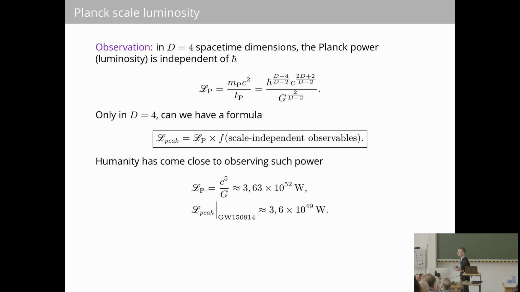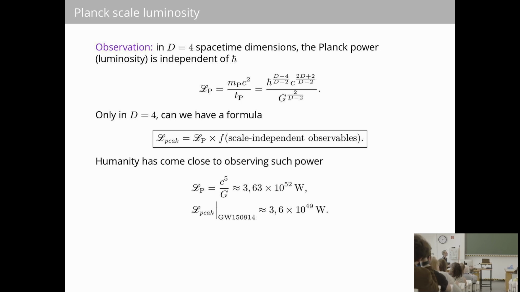So what is luminosity? Luminosity is power, so energy per time. We believe in quantum gravity that the relevant scale for quantum gravity effects is the Planck scale. From h bar, Newton's constant G, and the speed of light c, so Planck constant, Newton's constant, speed of light, we can build new physical units, the Planck units.